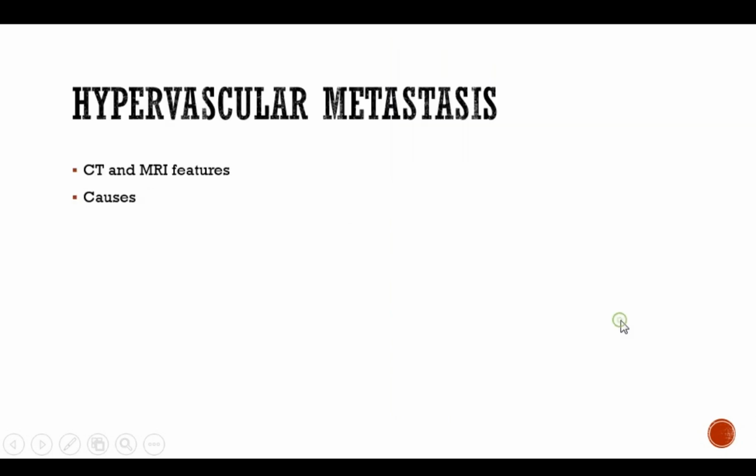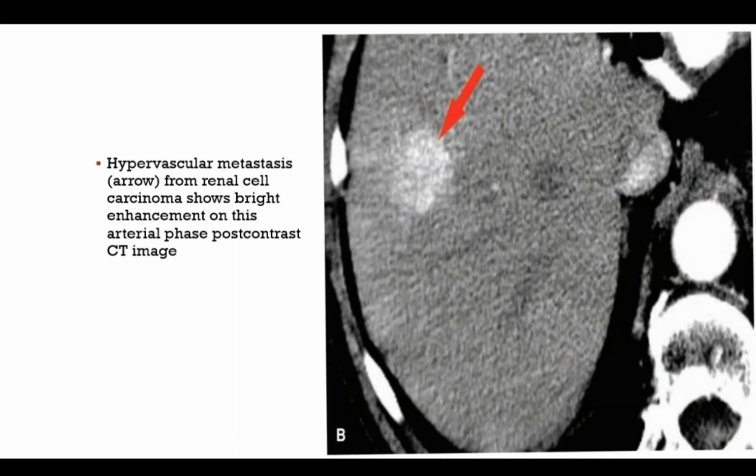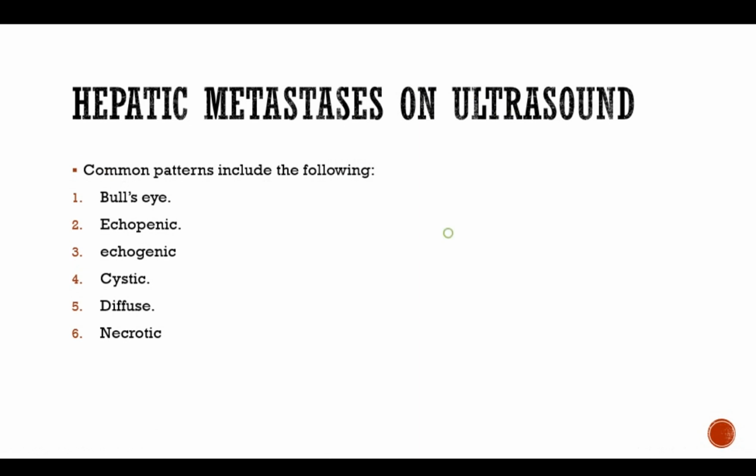Now, hypervascular metastases, as the name implies as well, receive their blood supply from the hepatic arteries, so they will show enhancement on contrast enhanced CT. Like this lesion, we can see it's taken during the arterial phase of enhancement because the aorta is enhanced. So we can see a lesion that is of high density. This was proven to be metastasis. Hypervascular metastasis most commonly originates from neuroendocrine tumors.